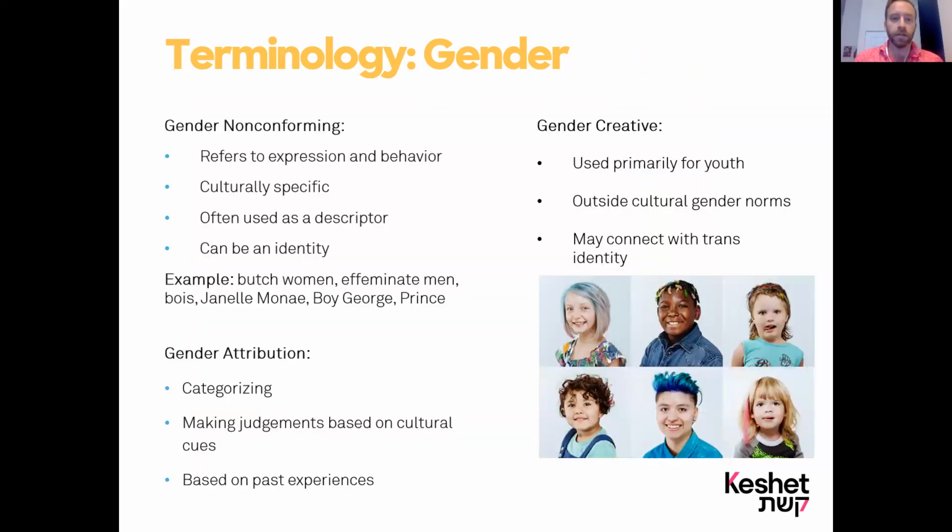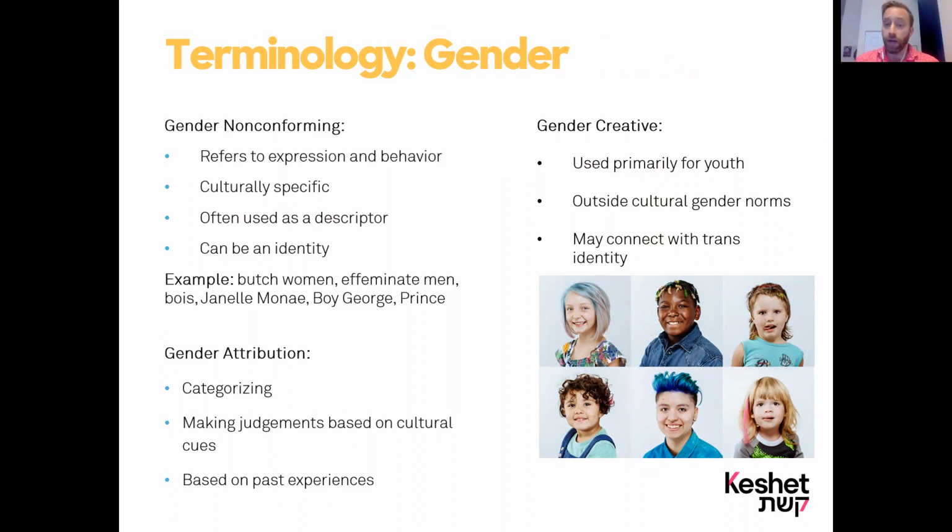Right, so some more additional terms around gender. Gender nonconforming really relates more towards expression and behavior. It can be very culturally specific. Some cultures have different norms for genders that are present in their society versus a Western culture. So that's just something to keep in mind. It's often used as a descriptor, but it can be used as an identity by some folks. So that's just something to be aware of. And some examples might be butch women, effeminate men, Janelle Monáe, a celebrity, Boy George, and Prince, for example.